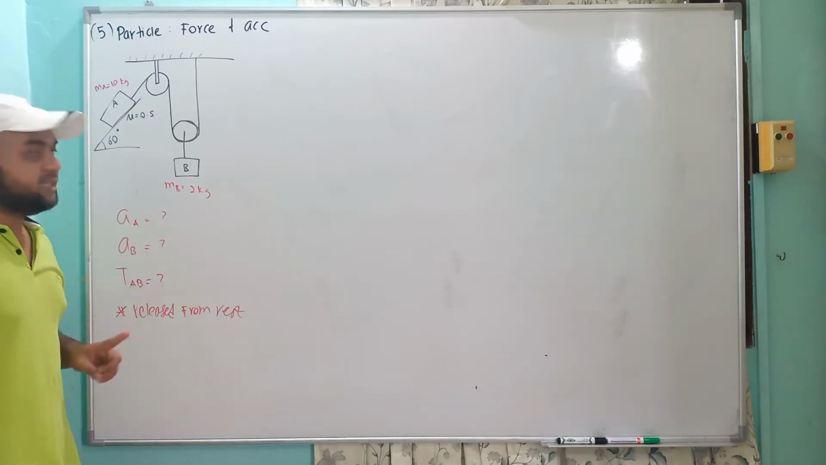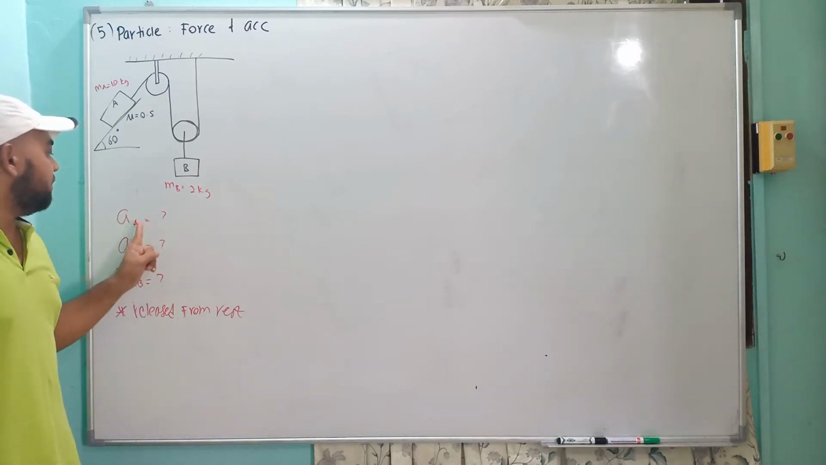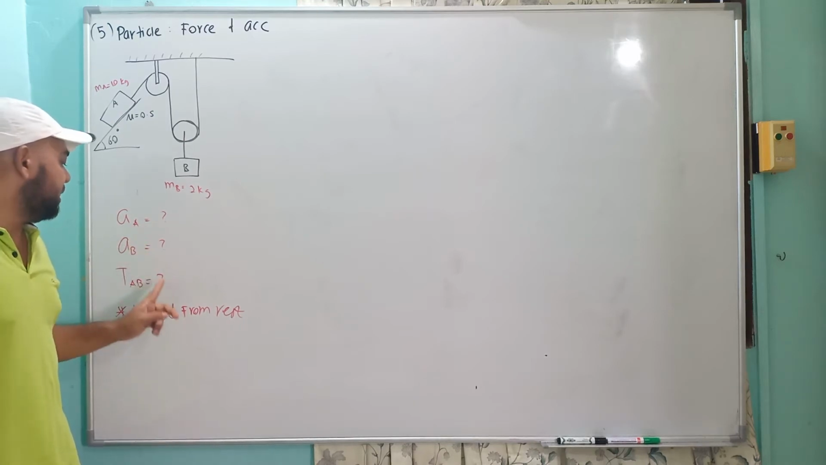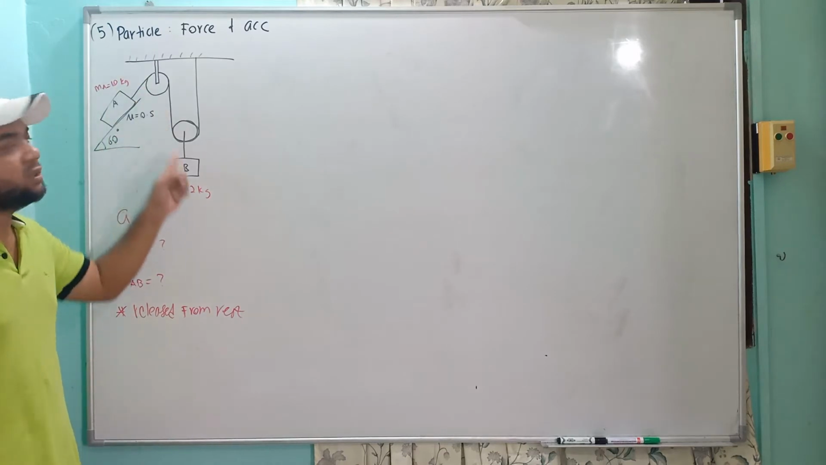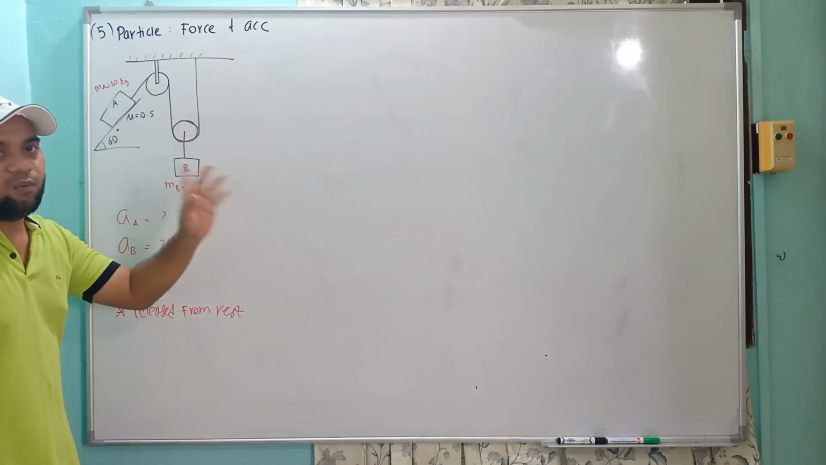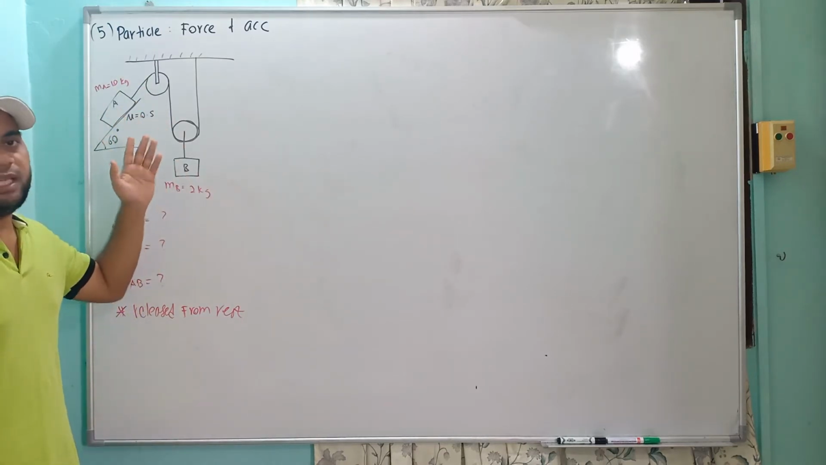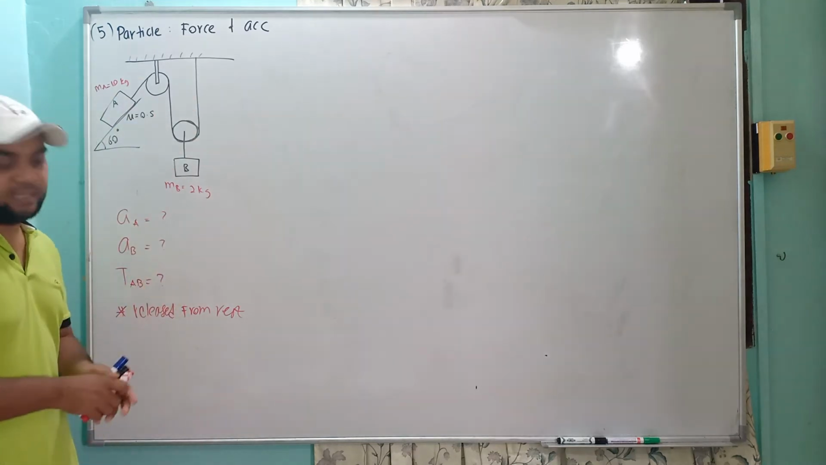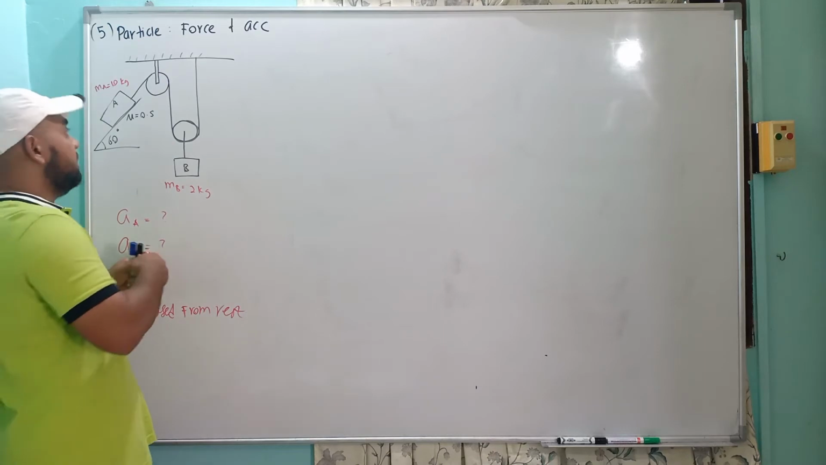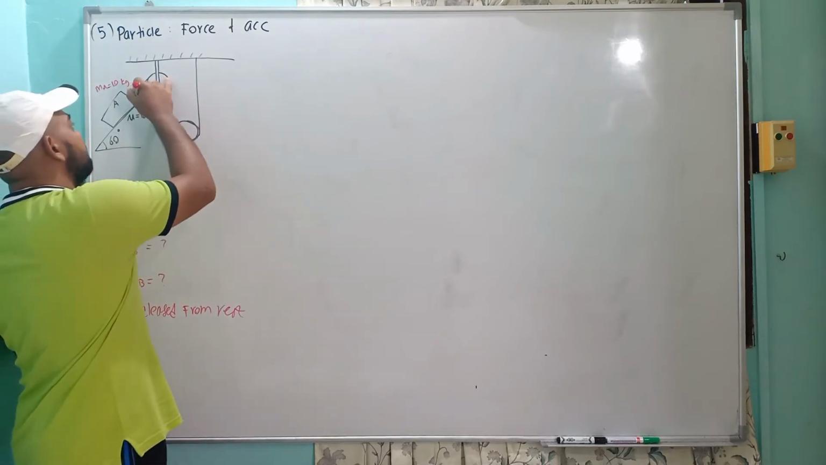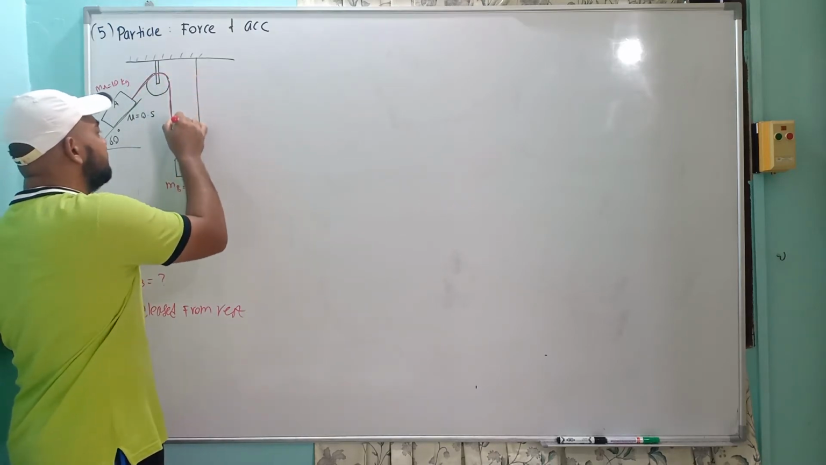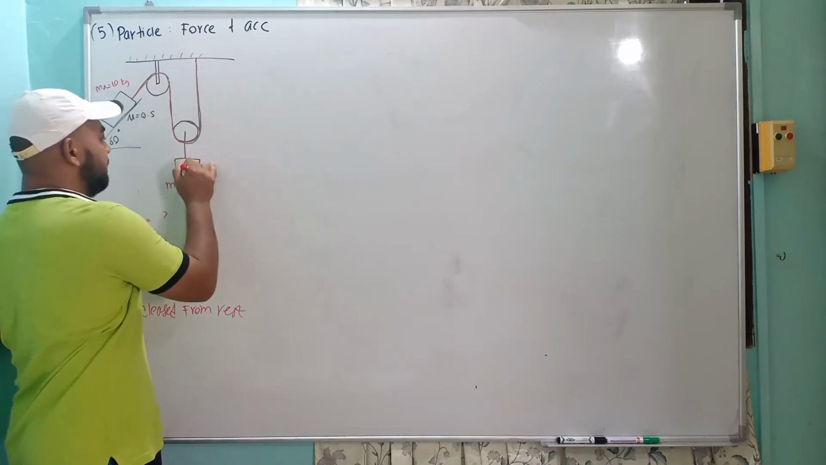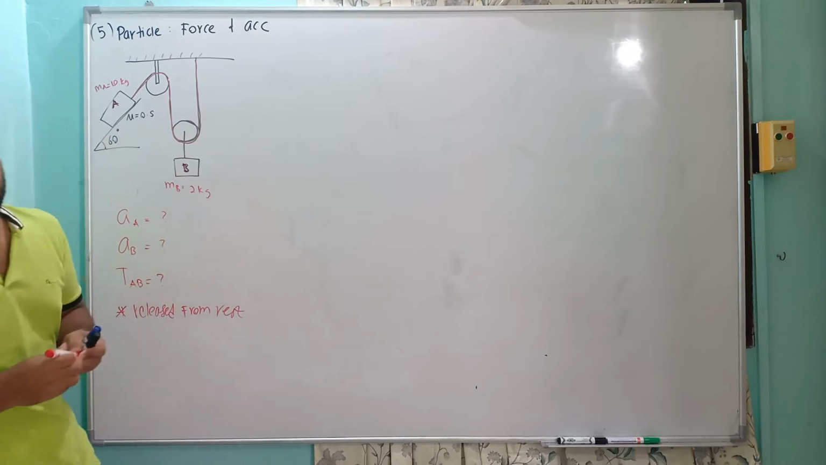The question asks us to determine the acceleration of A, the acceleration of B, and the tension in the whole cable. We know that for one cable passing through a pulley, we have only one tension. So what is the tension in this cable? There are three parts that we need to determine: the tension in this cable, and the accelerations of MA and MB.